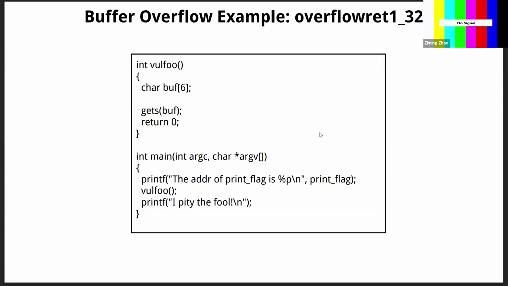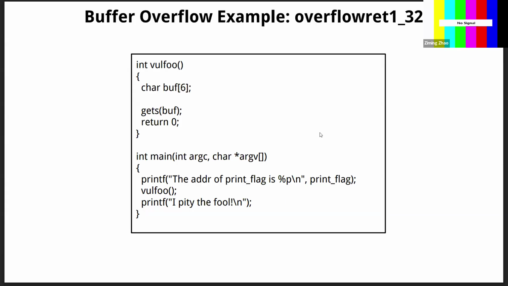Of course, when you hack other programs, the developers of those programs will not conveniently give you a print flag, obviously. That's why in the second half of today, we are going to learn more general techniques. Let's assume right now we have a print flag function, and we also print out the address for you. Okay, so you know the address. Then we call the vulnerable function valfoo.